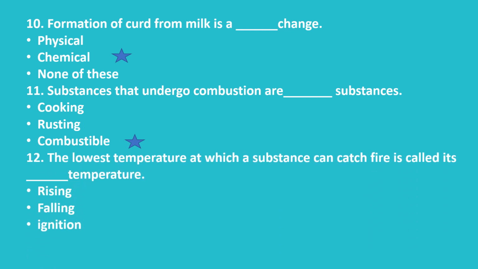Question number 12. The lowest temperature at which a substance can catch fire is called its dash temperature. Rising temperature, falling temperature or ignition temperature. The minimum temperature at which a substance can burn or catch fire is called ignition temperature. So the correct answer here is ignition temperature.